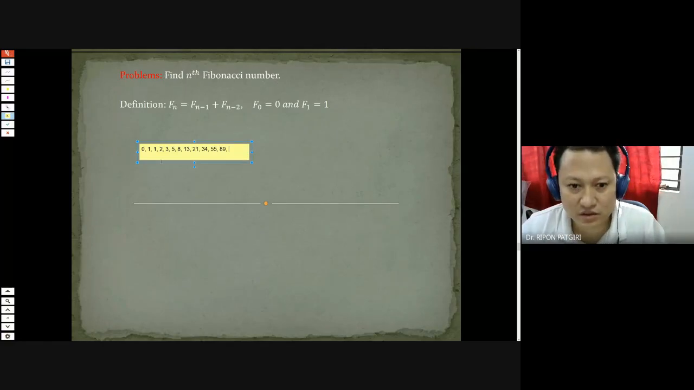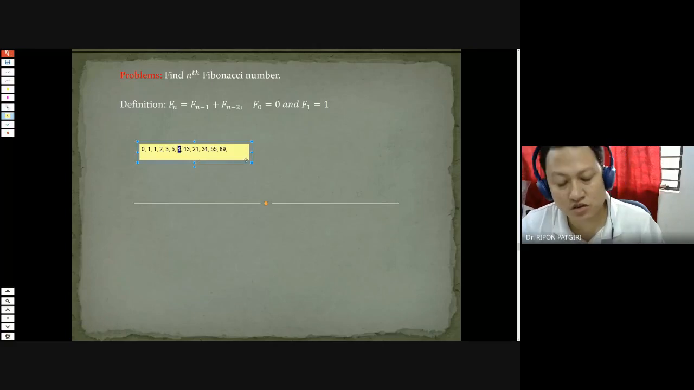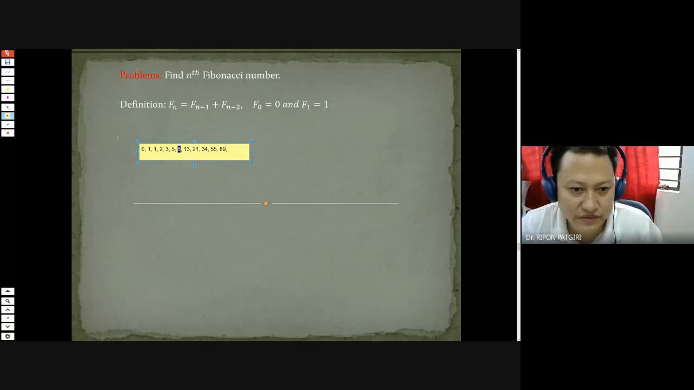The problem statement is to find the nth Fibonacci number. Here, nth Fibonacci number means: what is the second Fibonacci number? This. Third Fibonacci number is this. Fourth Fibonacci number is this. Fifth Fibonacci number is this. Sixth Fibonacci number is this, and so on. So this is the nth Fibonacci number.